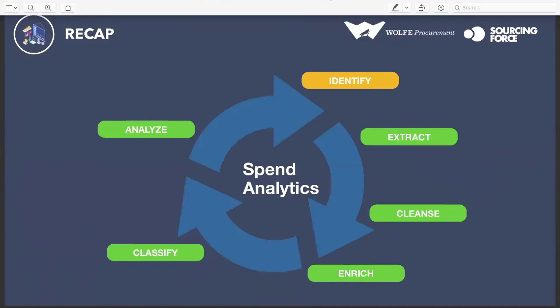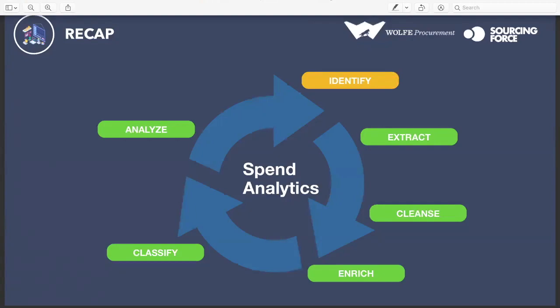Okay, so just to recap a little bit in terms of the overall process: first, you're going to identify how you want to organize your data, who uses the data, who's going to use it going forward, and which source systems the data is going to come from. Then you want to extract that data.